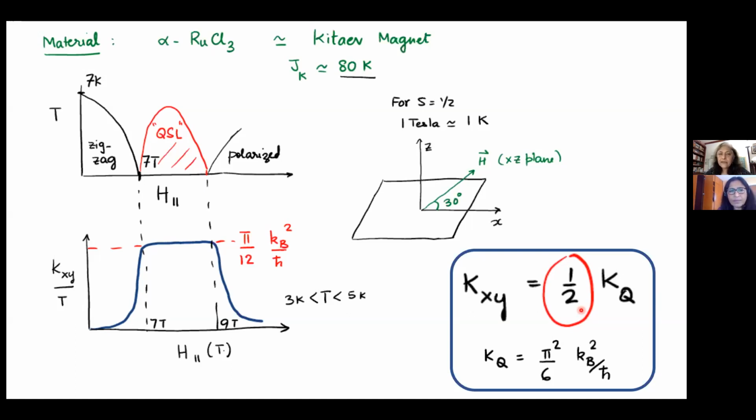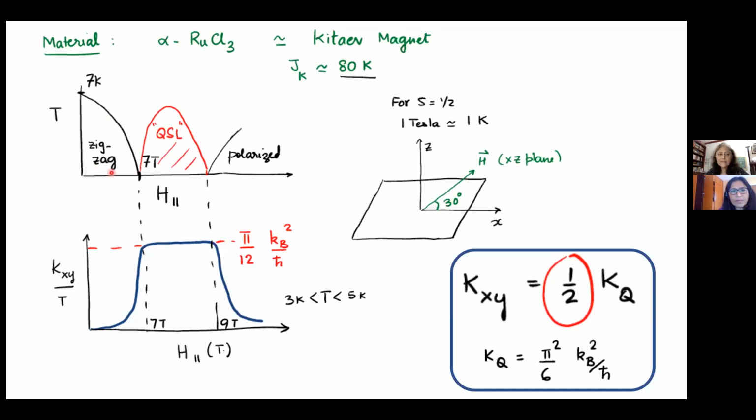Now the material, alpha ruthenium chloride, is one of the candidate spin liquid materials. It has a Kitaev constant of about 80 Kelvin, but it also has some other interactions which are spoiling the perfectness of the Kitaev material, some other Heisenberg interactions, which ultimately at the lowest temperature gives rise to some ordered zigzag state, very much like that copper compound I talked about. So you want to get away from that.